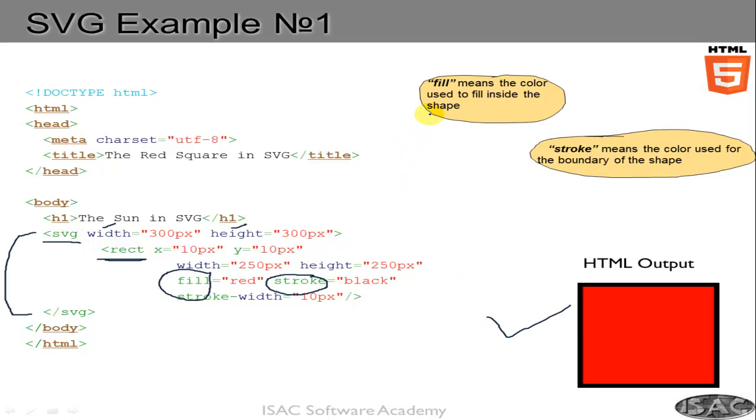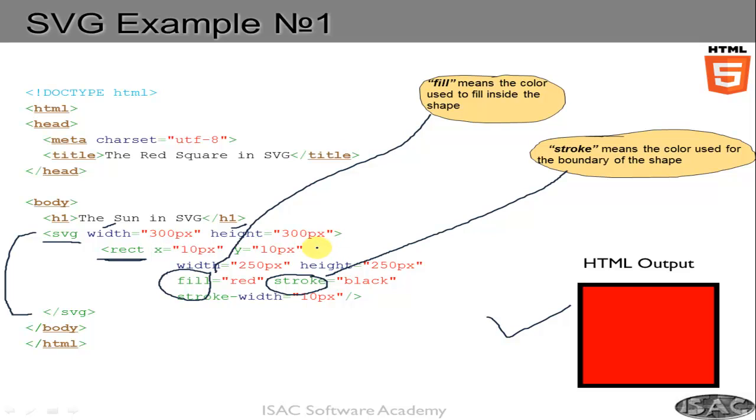Now here it is just explaining that fill means the color used to fill inside the shape, and stroke means the color used for the boundary of the shape. So that is the same thing you can do here, circle. And what is this x and y?